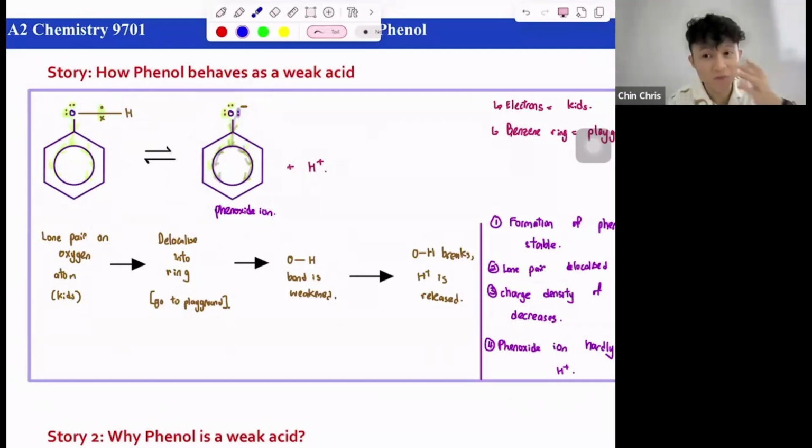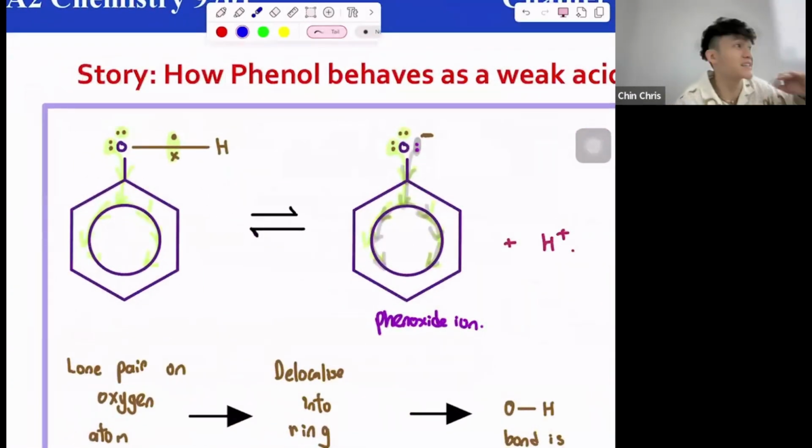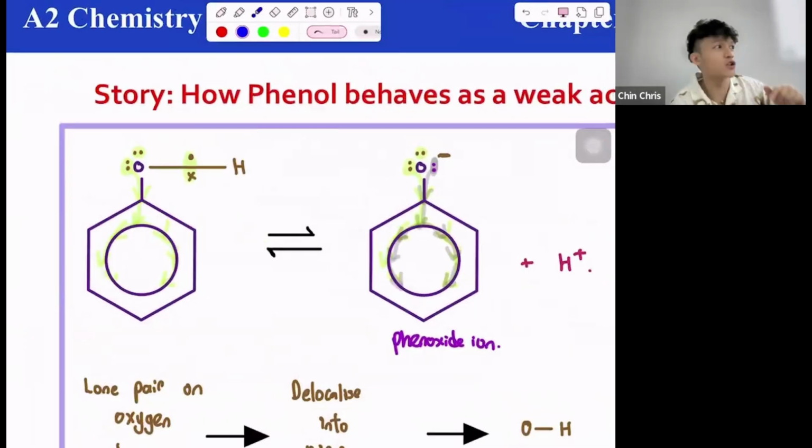This is quite difficult, but try to understand the concept. Don't memorize it. Memorizing doesn't work. You have to understand. Don't memorize, please. If you are memorizing this entire theory, trust me, they will twist and turn, then you don't know what's going on again. First, you have to tell me why phenol is an acid. Why is phenol an acid?